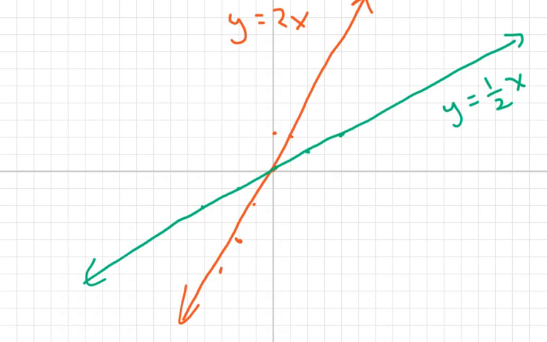And you should notice that f and its inverse reflect over the line y equals x. So this is y equals x. Let me get through here. So this is y equals x. Reflects over y equals x.